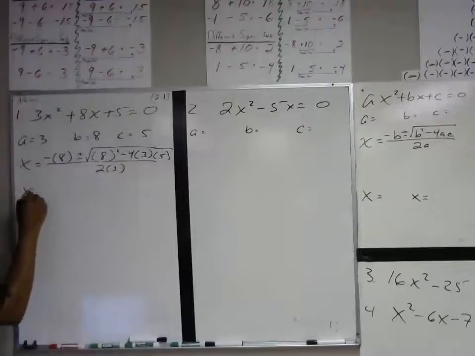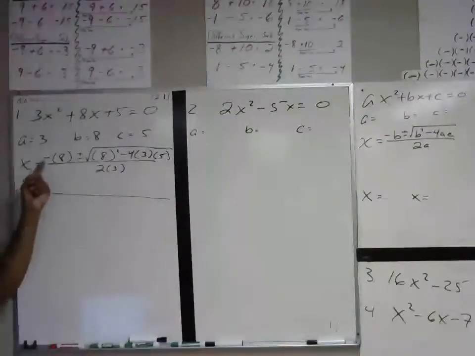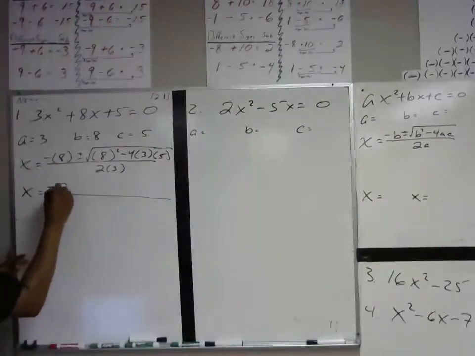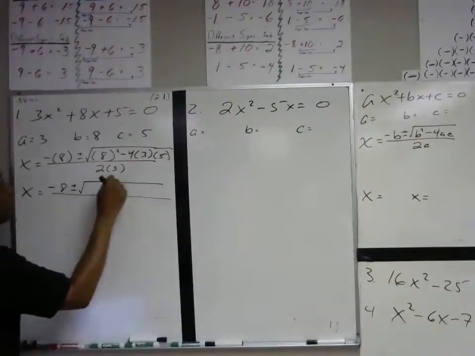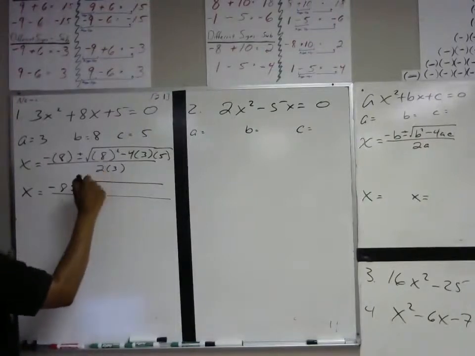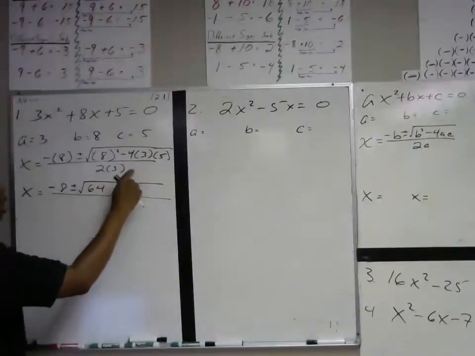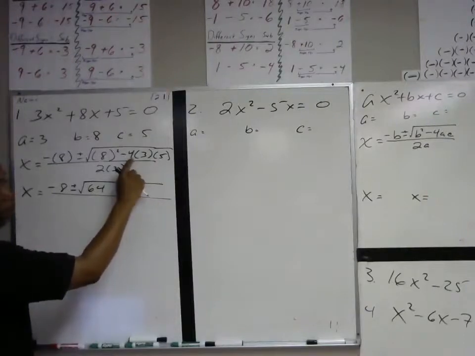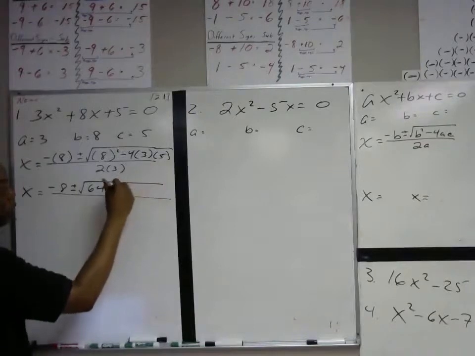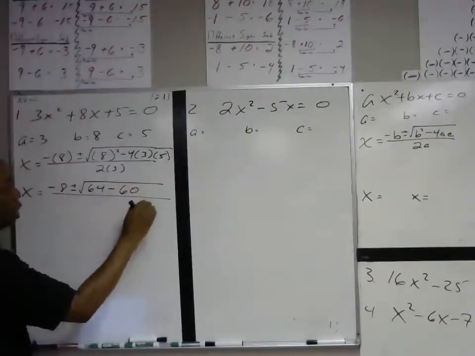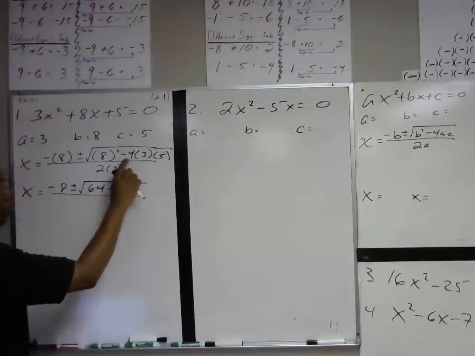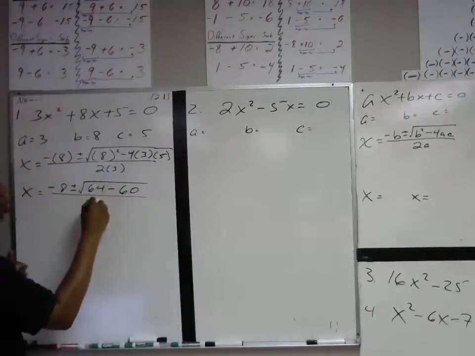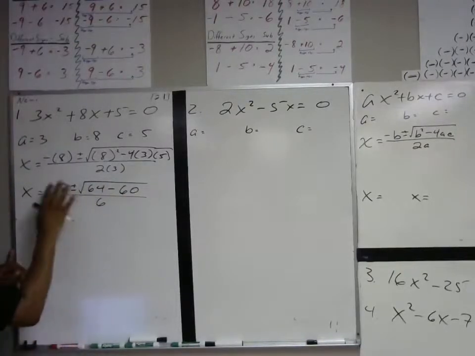Now let's start simplifying. First I'll start off with all the multiplications. Here, negative times positive gives us negative 8. The next simplification will be here. 8 times 8 is 64. The next simplification will be here. Multiplication will be 12 times 5, which is 60. It'll end up being negative 60 since we have one negative here. And 3 times 2 is 6. Okay, that's all the multiplication.